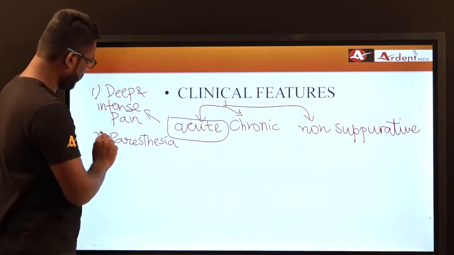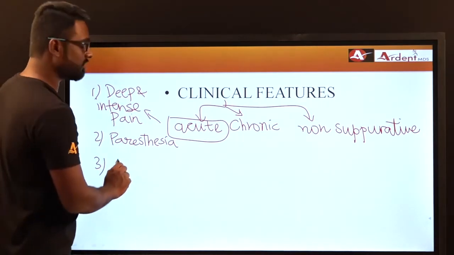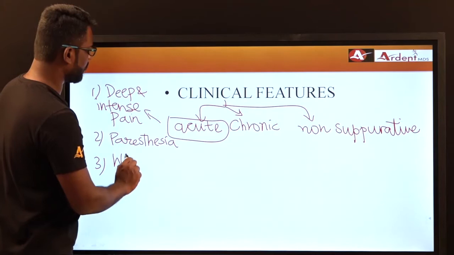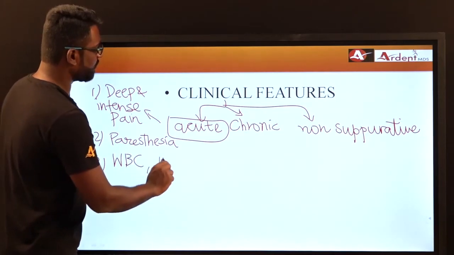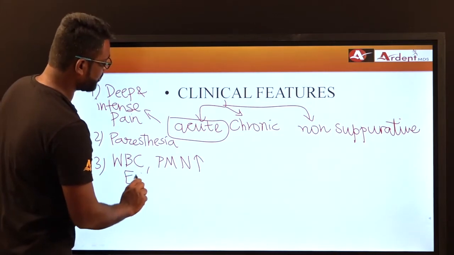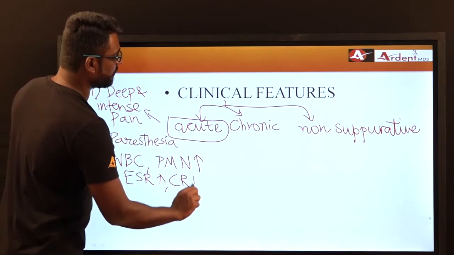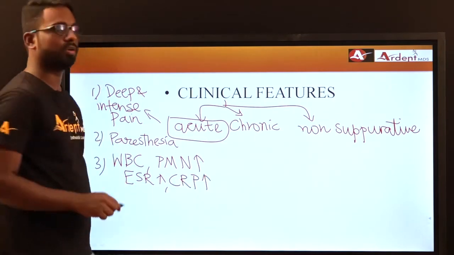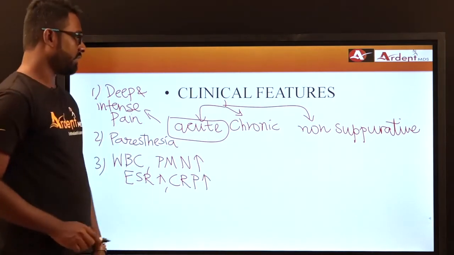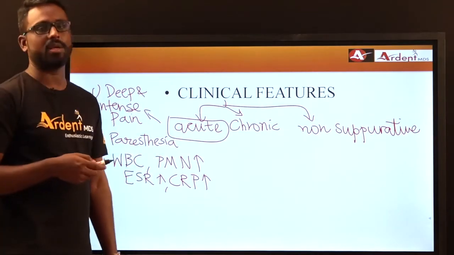So what will you do? If you take up the blood investigations, all the levels will be increased. That is, the WBC count may be increased, the PMNs may be increased, the ESR is increased, and C-reactive protein, everything will be increased. That is pointing towards an acute condition. Whereas when you come to a chronic condition, all these features are exactly the opposite.